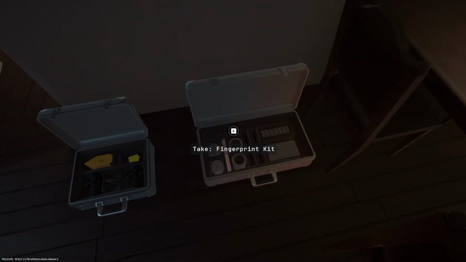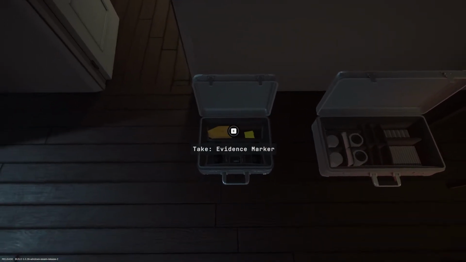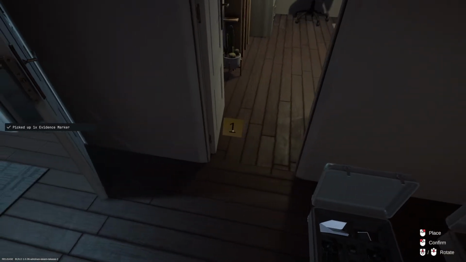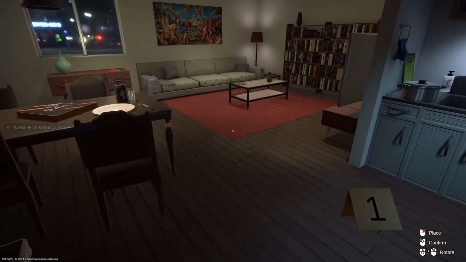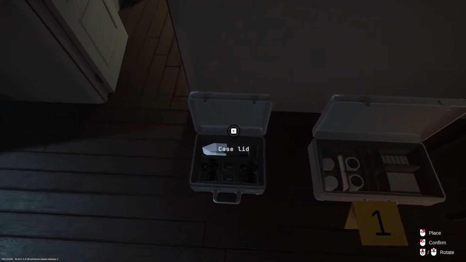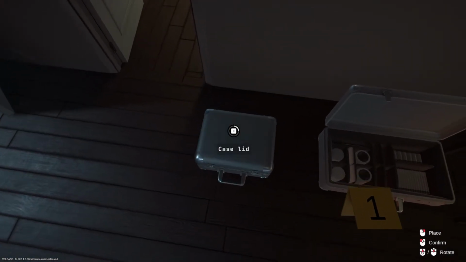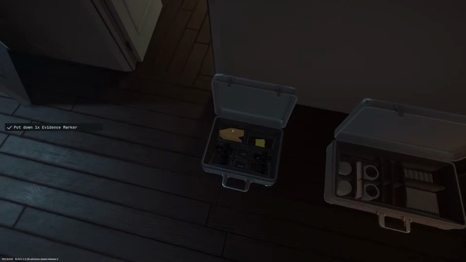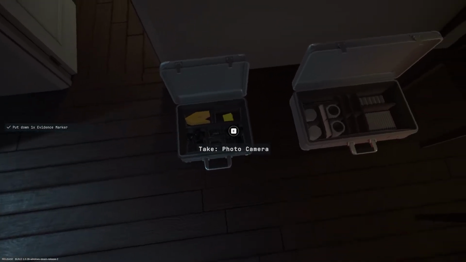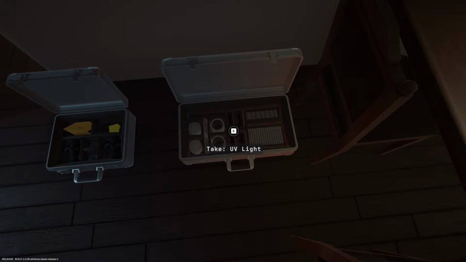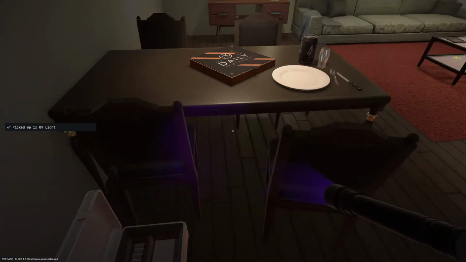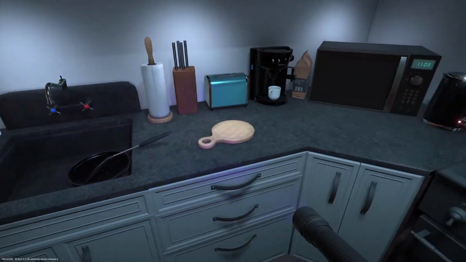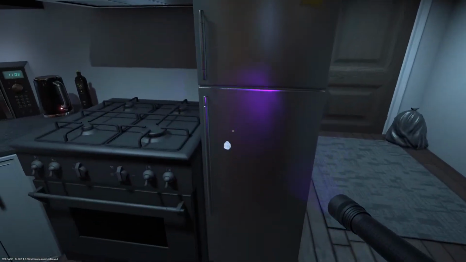Let's go around. Actually, let's put these back. Nope, nope, nope. Return. It's been a little bit, so I gotta figure out what I'm doing here. Okay, let's look with the UV. We'll look around with a UV. We'll start there. There we go.